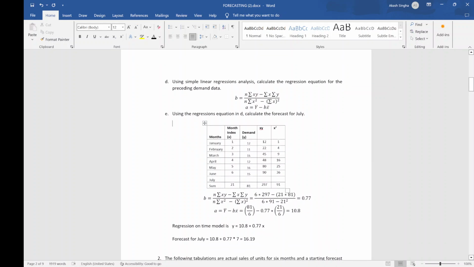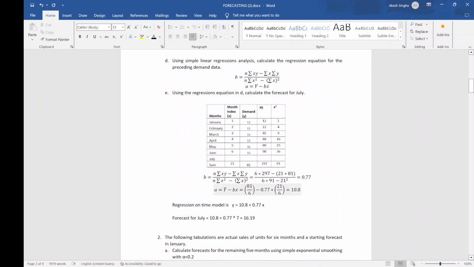If this is given, you can use the formula to calculate b and then put this b value in the last line, like y bar minus b x bar. So y bar is basically 81 by 6 and x bar is 21 by 6, the average of all of it. You just put the values here and you will get a also. So you will get the formula like y equals a plus bx.